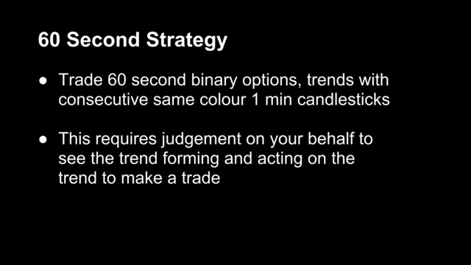Okay, so the 60-second strategy. The strategy is to trade 60-second binary options with the trend, being consecutive same color 1 minute candlesticks. So whether that be 3 candlesticks going up in the green or 3 candlesticks going down in the red. Once you've determined that trend has formed, that's when we place our trade.